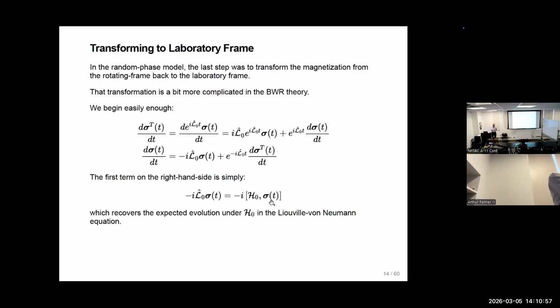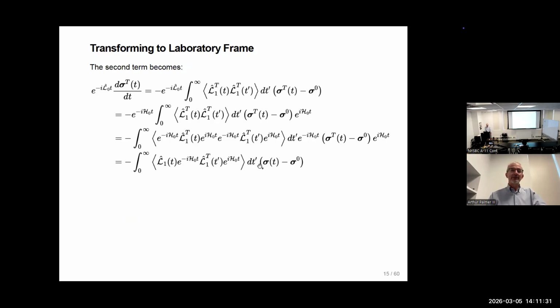So that just gives me back the normal evolution under the isotropic Hamiltonian, just like when I transform back from the rotating frame, omega naught reappeared. You'd be shocked when I transform back to the lab frame if I just didn't recover the evolution under H naught that I started with. I mean, if I didn't, you would say I did something wrong. Well, that part's easy. The second term, however, is a little more difficult.